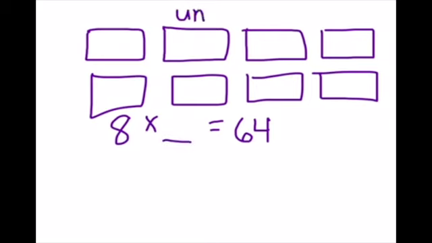So this unknown factor is when we have to figure out, in this case, how many Legos are in each box. What would be a way to write that as a division problem?